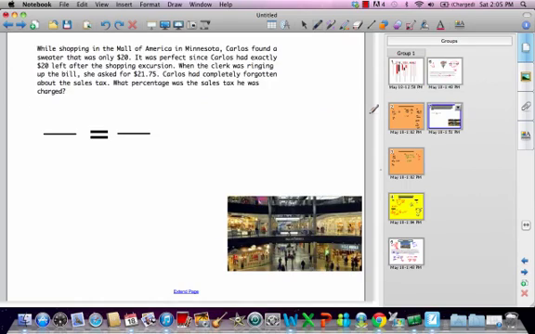And then this last one here. While shopping at the Mall of America, Carlos found a sweater that was only 20 bucks. It was perfect since Carlos had exactly $20 left. When the clerk was ringing up the bill, she asked for $21.75. Carlos had completely forgotten about the sales tax. I've done that before. What percentage was the sales tax he was charged?